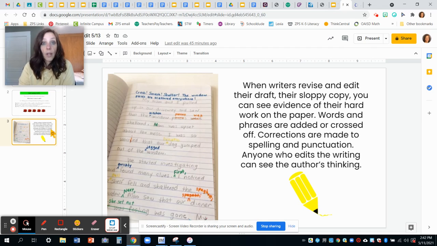If you would like to use colored pens or pencils or even sometimes markers, if they're skinny markers, right, you can see your thinking and you can see your changes right away. But anybody who would pick up your draft should be able to see how you revise and you edit your realistic fiction story.